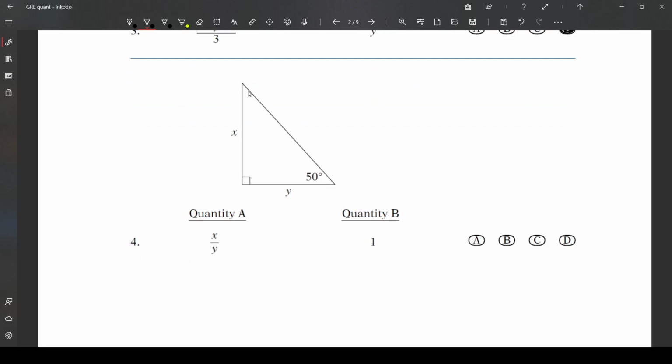Okay, here we have a right triangle with 50 degrees. So that means this is 40 degrees. There's a theorem in geometry saying that the longer sides are opposite the larger angles. So that means x is greater than y. And obviously y is positive because these are lengths. So if you divide by y, you get that x over y is greater than 1, and so quantity A is greater. They can't be equal because this is 50 and not 45. 45 would mean they're equal.